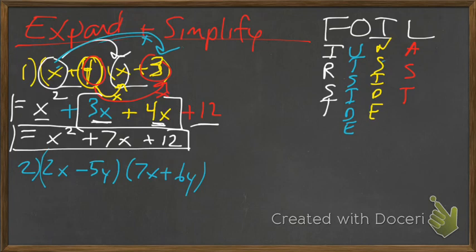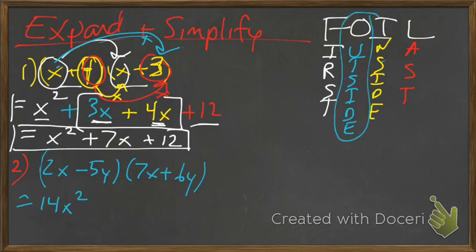Moving on to the second example. This 2 is a bit too close for my liking, so I'm going to redraw that. Right there. We have 2x subtract 5 multiplied by 7x plus 6y. We're going to look at the first digits. So that's 2x and 7x. So 2x multiplied by 7x should give us 14x squared.